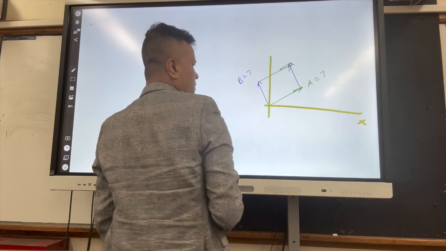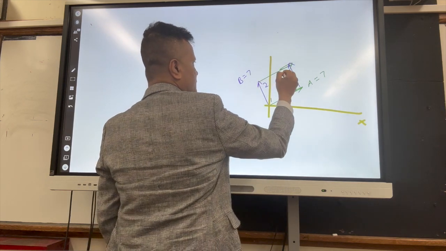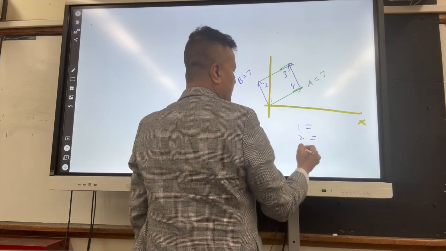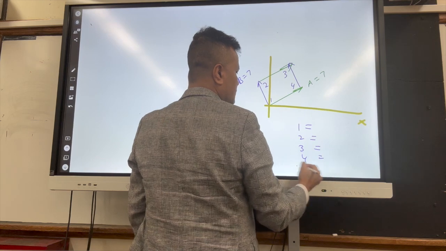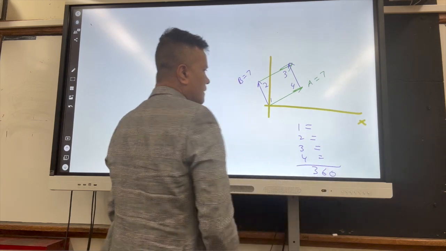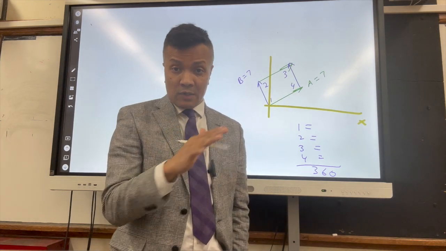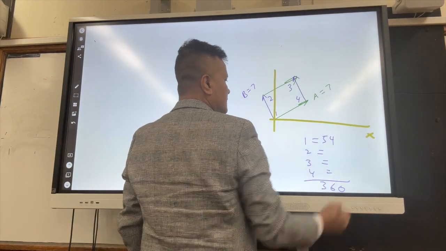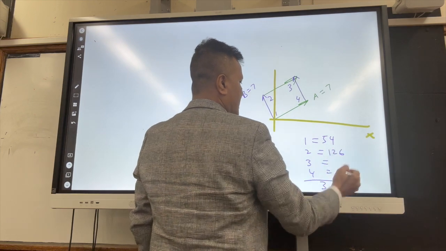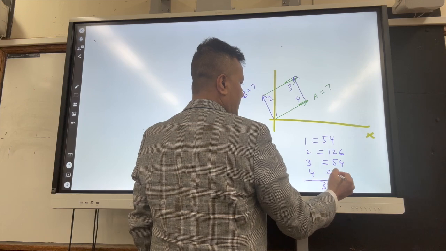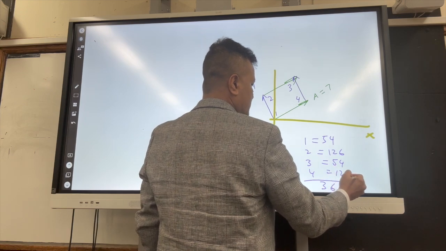I have how many angles? I have 1, 2, 3, and 4. Angle 1, angle 2, angle 3, and angle 4 must add up to 360. Now let's measure angle 1. Okay, if we know angle 1, we know all the angles. So angle 2 has to be 126, angle 3 has to be 54, and angle 4 has to be 126.